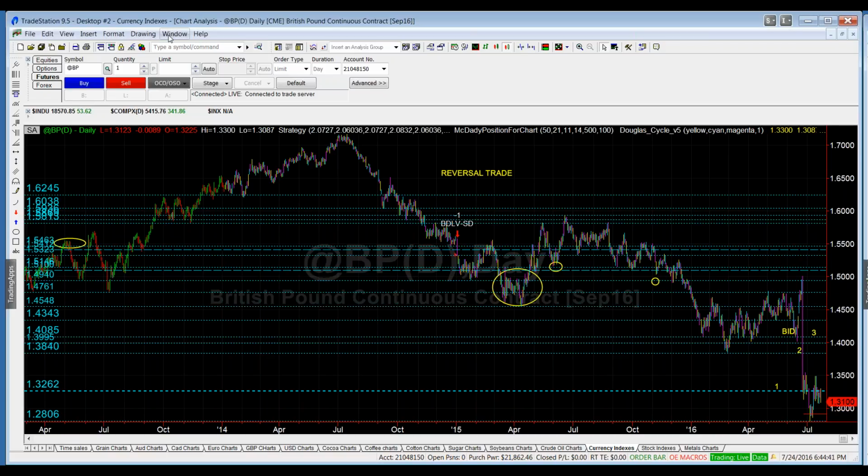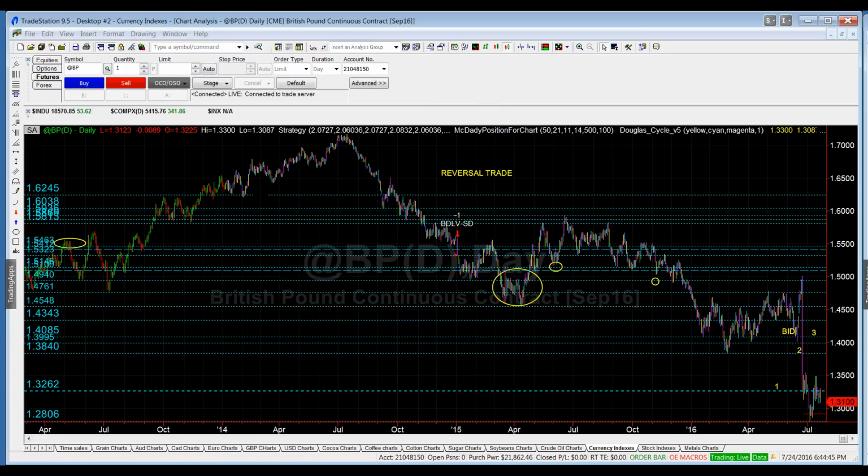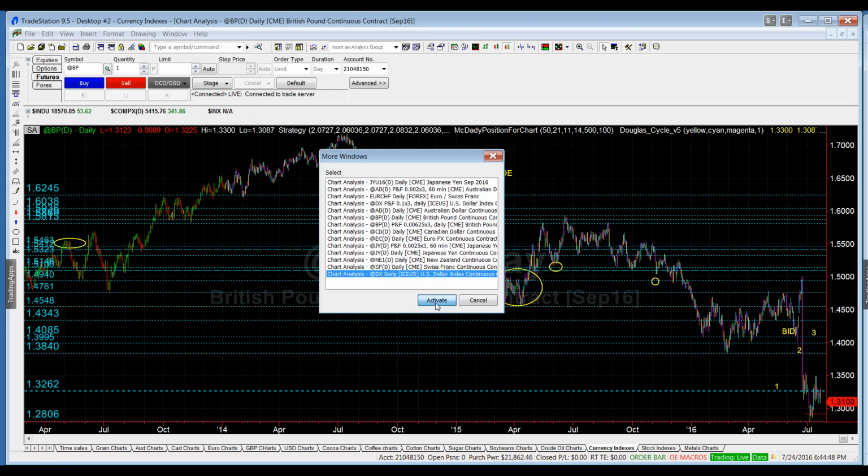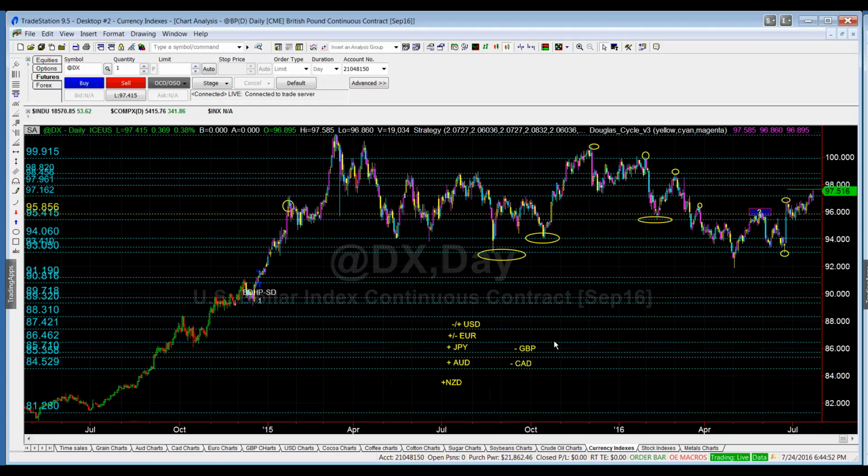So to summarize, we're going to be neutral U.S. dollar with a positive bias until Wednesday. The pound, we are continuously negative on the pound.